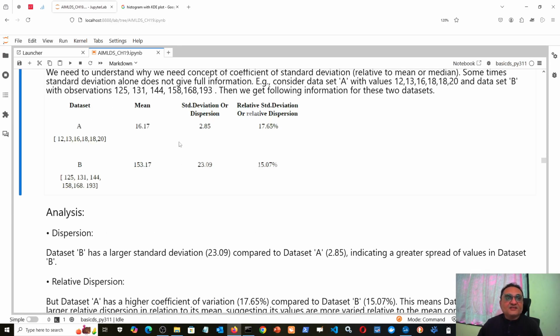Now the question is: fine, this has more spread in absolute terms, but is the difference so much that it has 10 times the spread compared to that? Which is the right way of comparing these two data distributions?